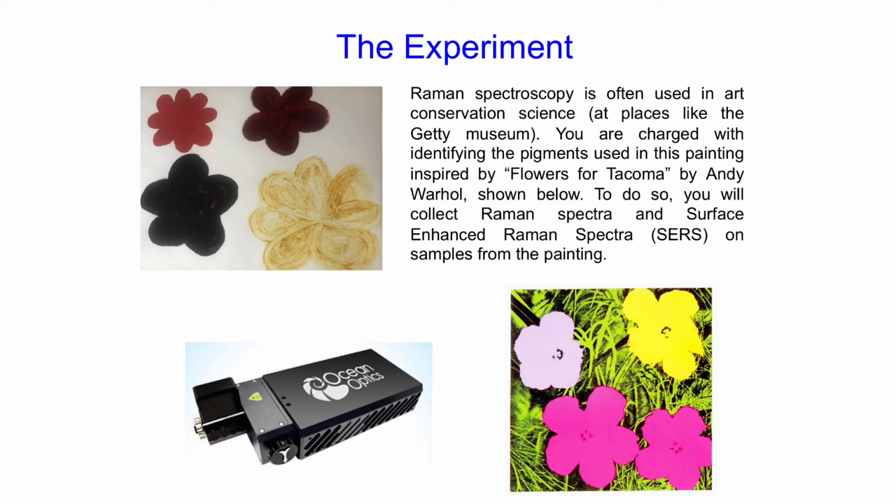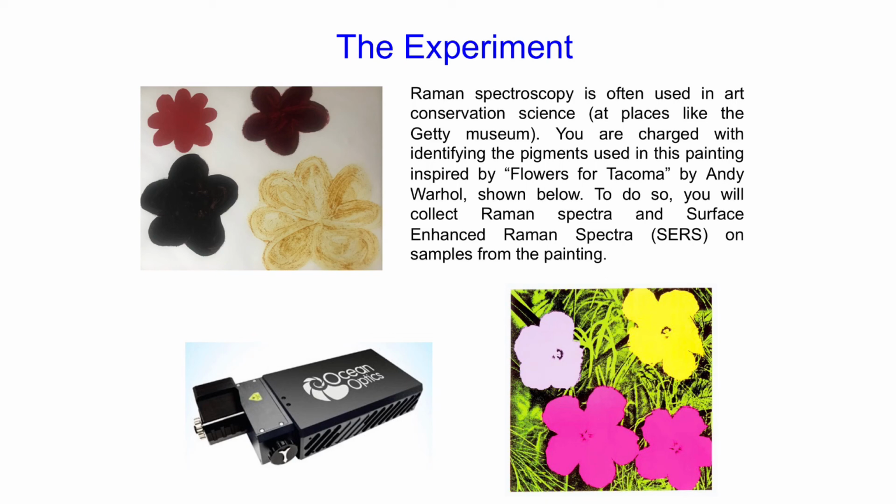You can use it to identify forgeries, for example if pigments are in your painting that did not exist at the time when the painting was theoretically supposed to have been done. So there's a lot of forensic information that you can get out of these types of measurements.